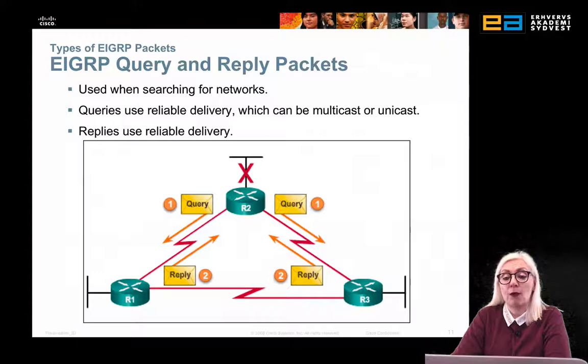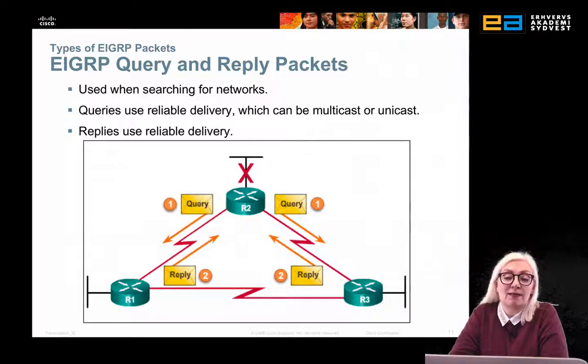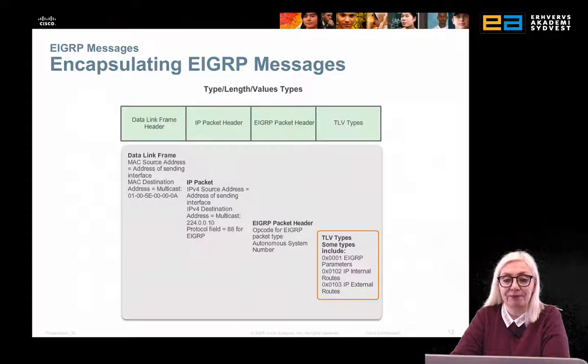The query and the reply packets are used when I search for networks, or if my neighbor stops answering my hello packets, then I can send a query and ask my neighbor, are you still alive? And then my neighbor can send a reply back, yes, I am.